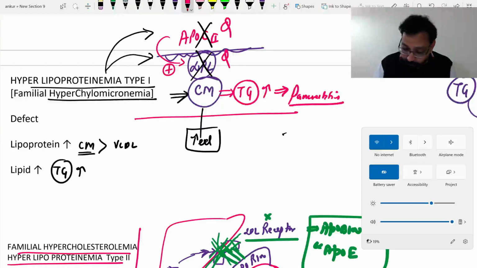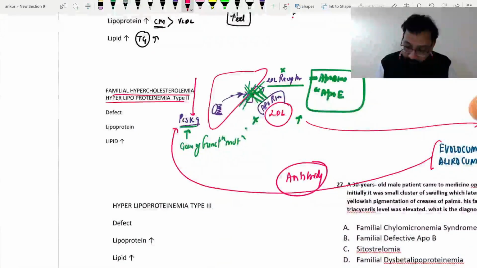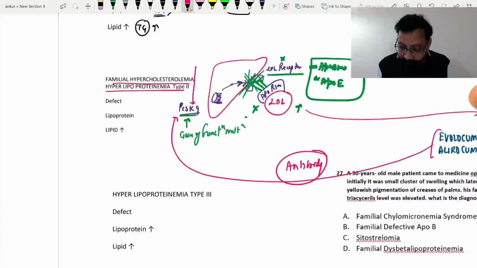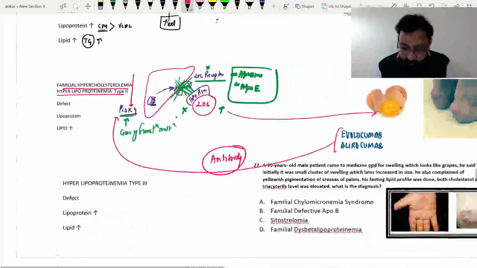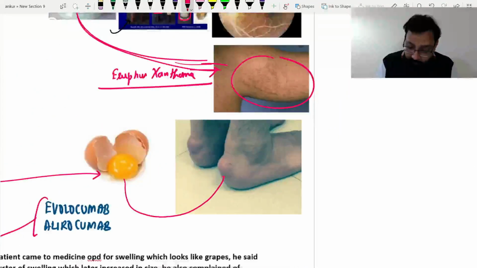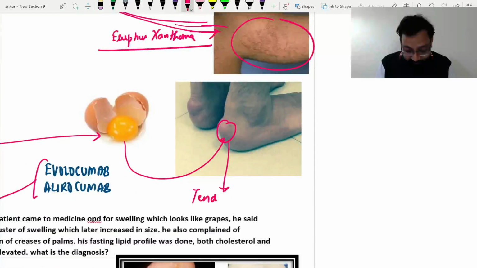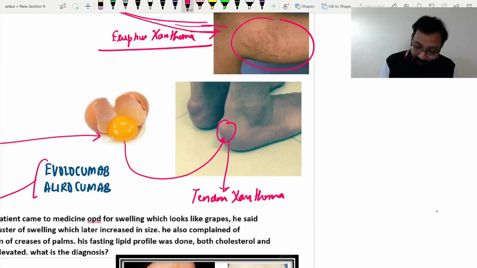Now, antibodies against PCSK9 are evolocumab and alirocumab. Recently asked question: if this cholesterol is deposited subcutaneously, it will give this appearance. This is called tendon xanthoma, and you will find the most common site is the tendo Achilles. Most common site is the tendo Achilles.